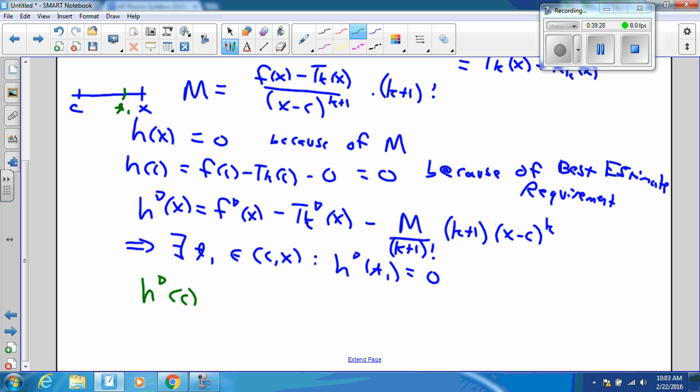What happens when I compute h prime of c? Well, h prime of c, of course, is going to be f prime of c minus T_k prime of c minus all this. Is it okay with you if I cancel my factor of k plus 1? (k plus 1) over (k plus 1) factorial is the same as k factorial.